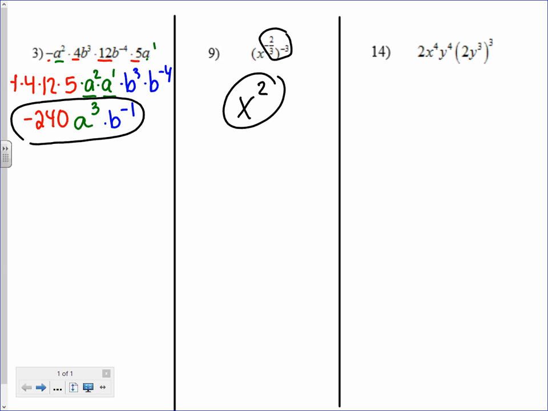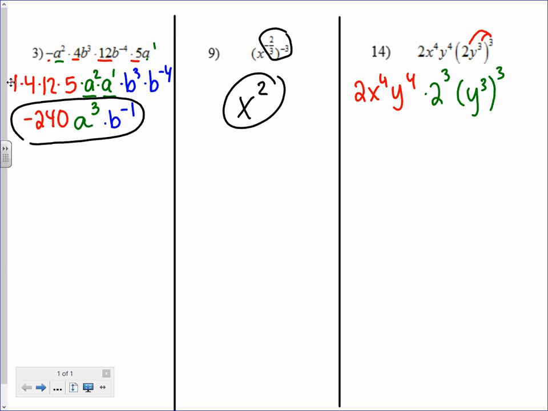Finally, number 14. I have 2x to the 4th, y to the 4th, times 2y cubed. Now, since I have power to a power here, but there's multiple terms in the parentheses, I have to distribute the 3 to every term in the parentheses. So I start out with 2x to the 4th, y to the 4th. That stays the same. And then I have 2 cubed, y to the third, to the third.